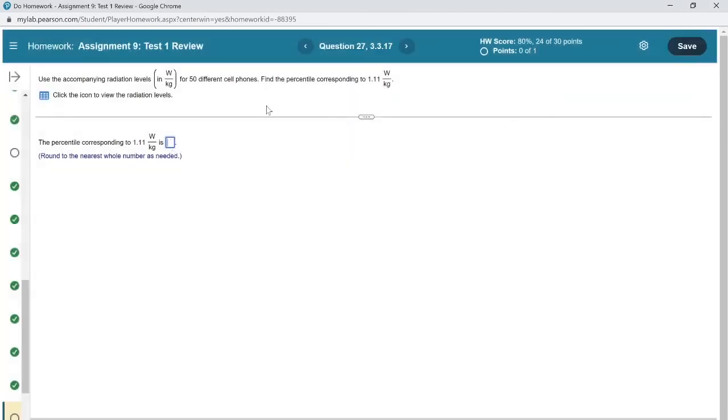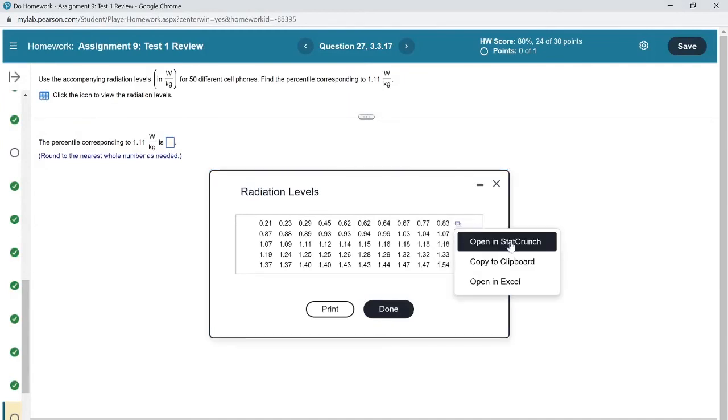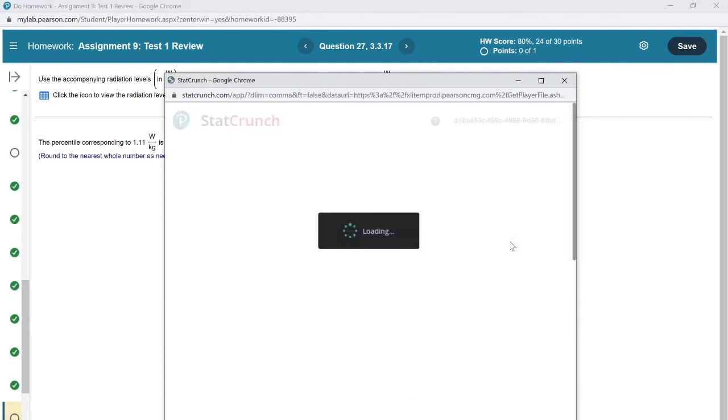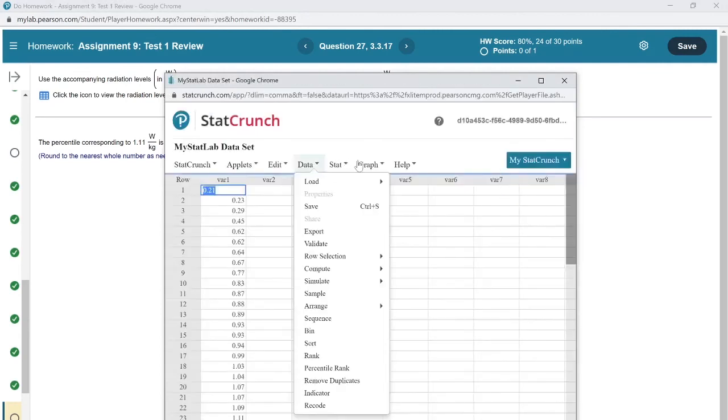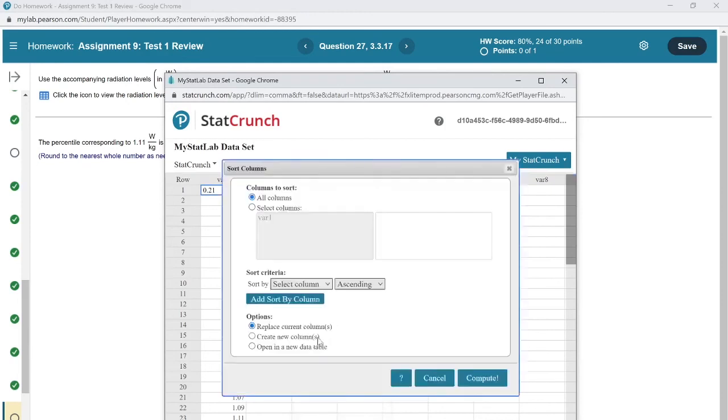So in this particular problem, first of all, we need to find the position of this data. That's why we have to copy this data into StatCrunch or Excel, and then we can sort this data.